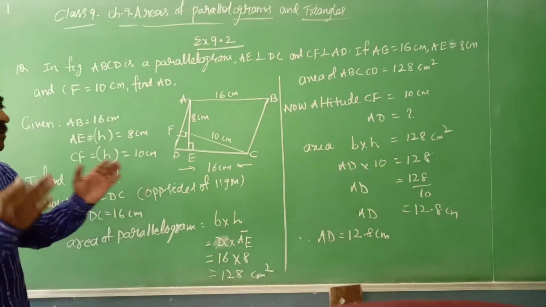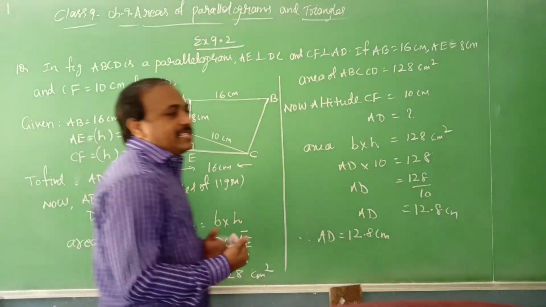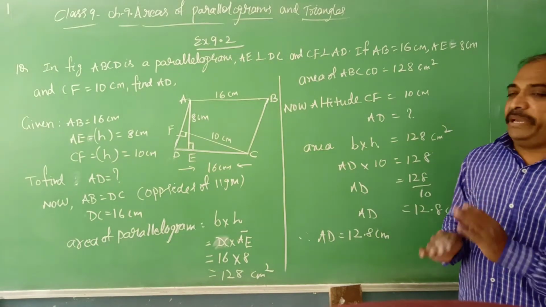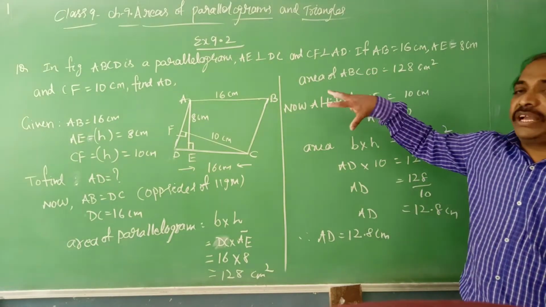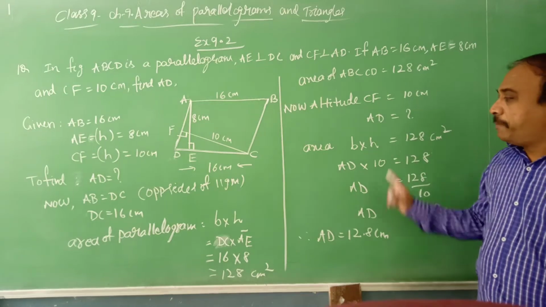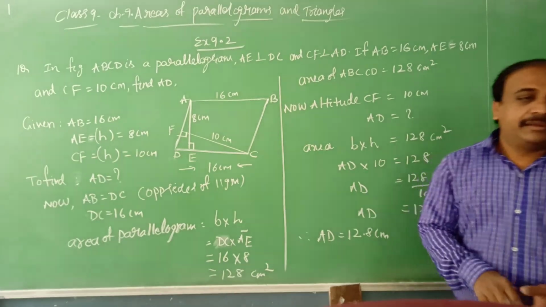So the area remains the same though you consider a different altitude and corresponding base. Whatever the base you consider, the closed figure area does not change. The area of a parallelogram is base into height.